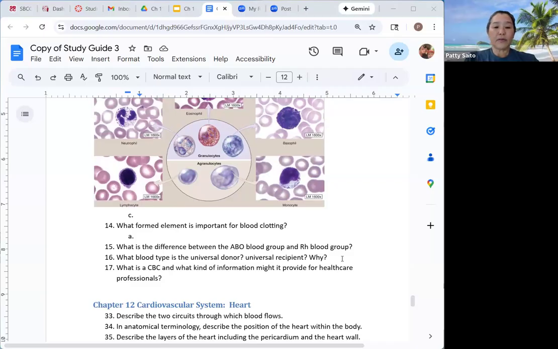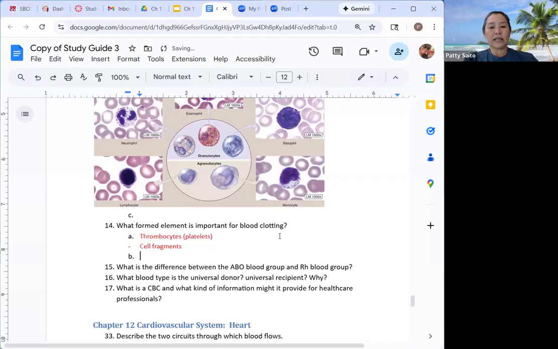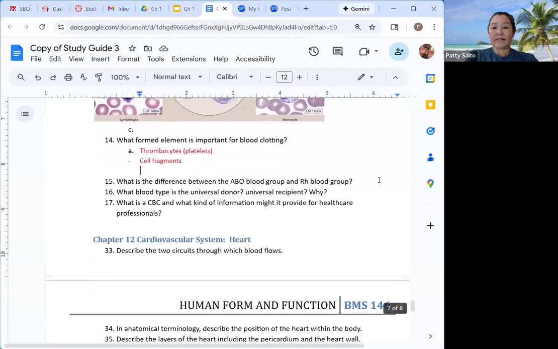So the thrombocytes are important for blood clotting. Blood clotting is a very complicated series of events that happen, involving different kinds of proteins and things like that, what we call clotting factors. And so I'm not going to go through that process. If you go on to physiology, you'll go through that process. But here, the only thing you need to really know is that thrombocytes or platelets are the formed element, and they're actually cell fragments. And that's it. All right, so let's move on.